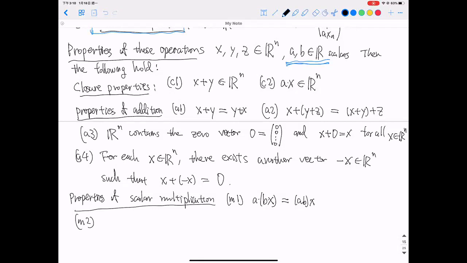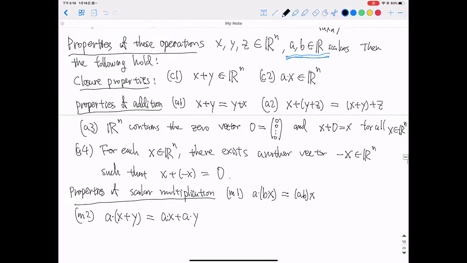Okay, M2. The next property is, say you have x and y, two vectors, then you can form x plus y. And if you have another scalar a, you can consider a times (x plus y). And this is a times x plus a times y. Again, this you just check component-wise.